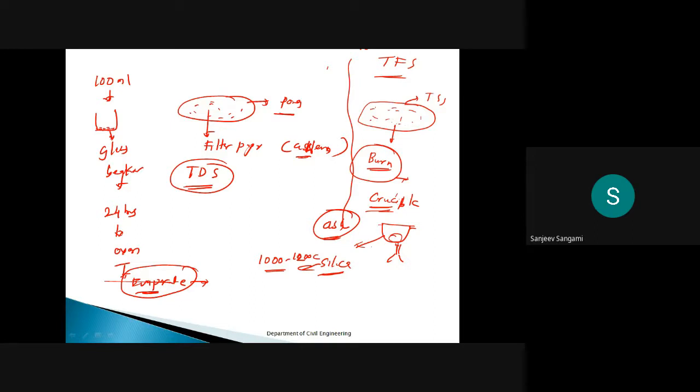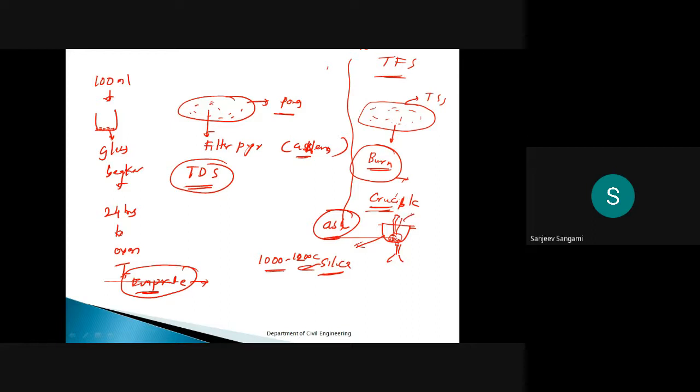Before burning, take the empty weight of this crucible. Then you burn it. After burning, because the filter paper is ashless, you won't get any ash, only some of the solids will be retained in this crucible. And some of the solids will escape during the burning process.